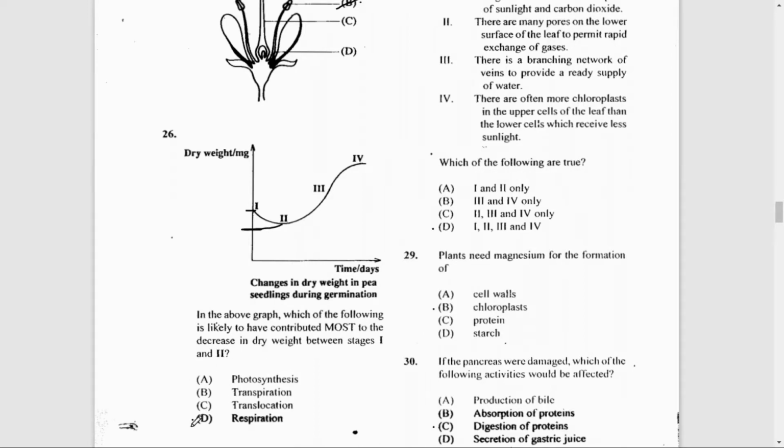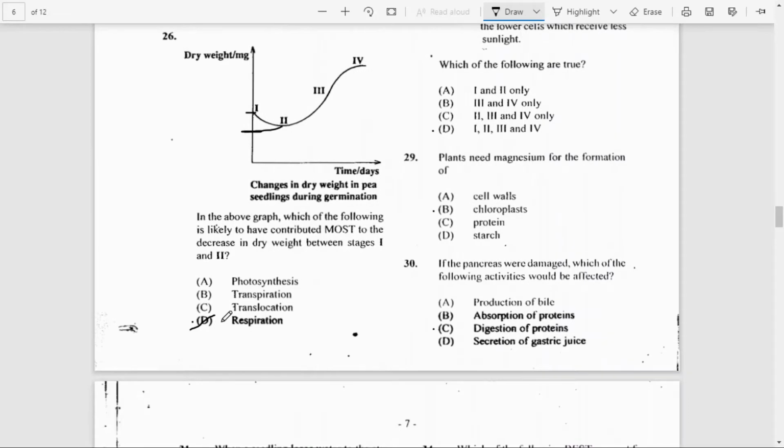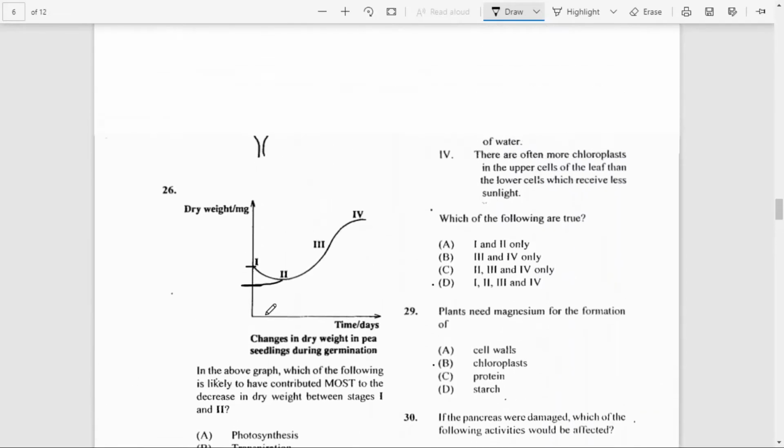So that is because of respiration, because during respiration the food stores in the cotyledon of the pea seeds are being used to generate energy in the form of ATP so the seedling can grow. Because of that, the dry weight of the seedling would decrease because the nutrients in the cotyledons would have originally contributed to the dry weight of the seed. So it's because of respiration that you have that decrease.